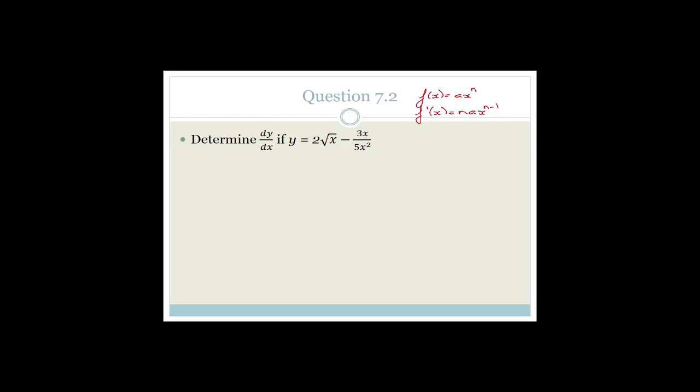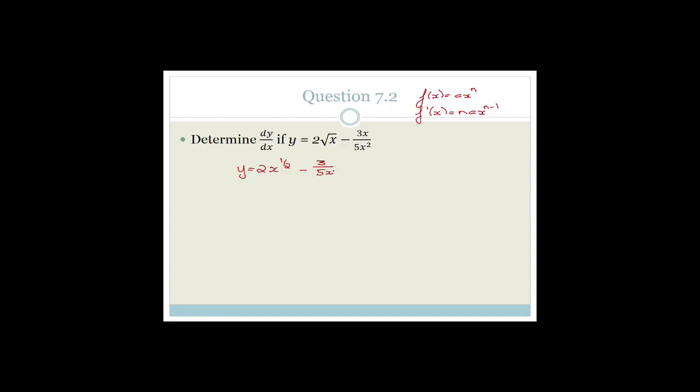Okay, but this is slightly tricky because it's got a root here and there's a fraction there. So we need to first make this look pretty before we can find the derivative, and that's what we're going to do. So we know that y is equal to 2 root x minus 3x over 5x squared. So we need to change this into an exponent, and we need to simplify this. So we're going to say y is equal to 2, and I'm really hoping you guys know that the square root of x is the same as x to the half, minus... What can we do here? Well, we can cancel one of these x's at the top with one of the ones at the bottom. So we end up with 3 over 5x. Okay, so it's 3 over 5x.